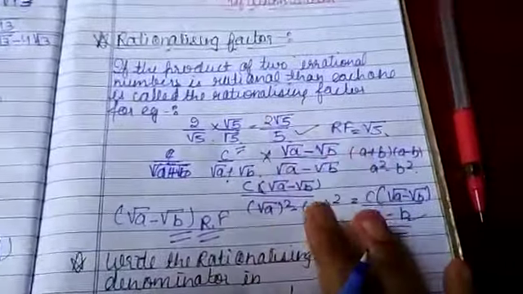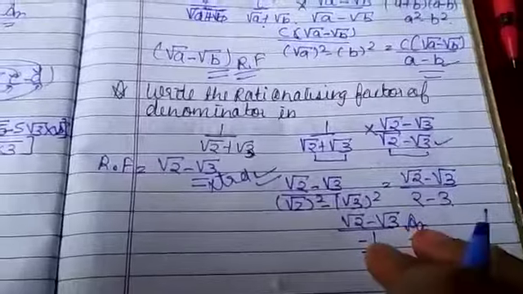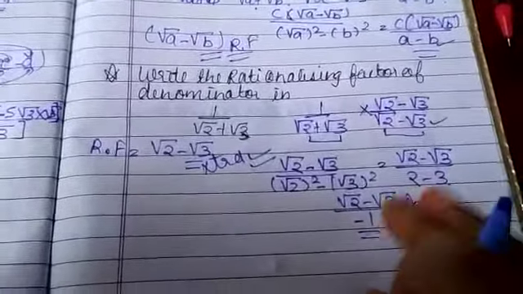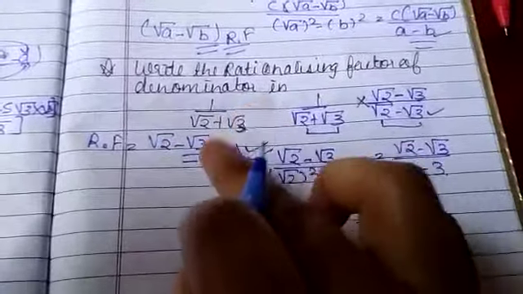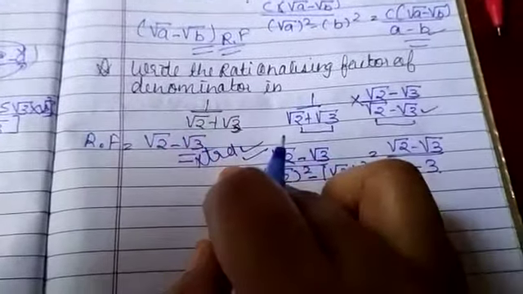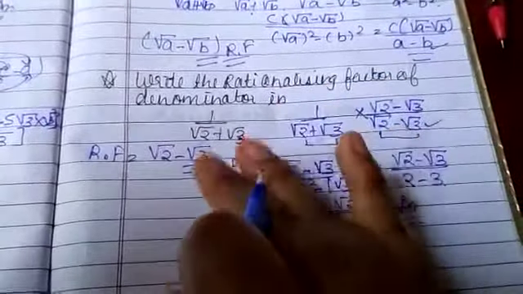All of you might have understood what the rationalizing factor is. Now, the whole process is called rationalization of the denominator, but according to the question, only this one will be your answer: under root 2 minus under root 3, because you just have to write the rationalizing factor of the denominator.